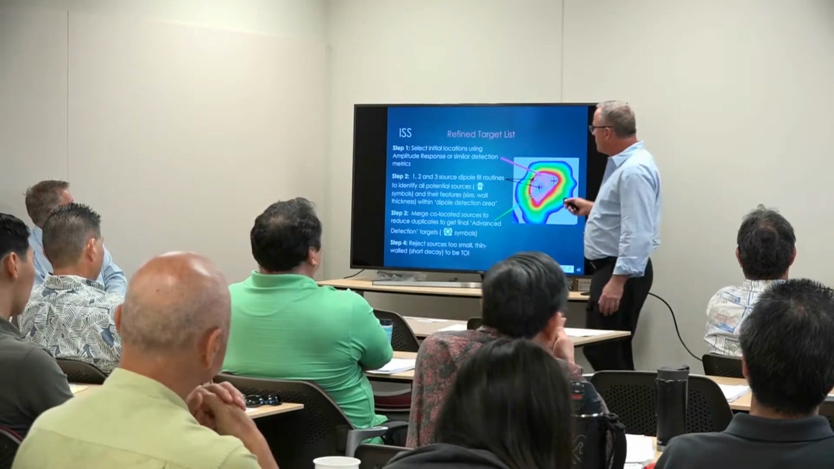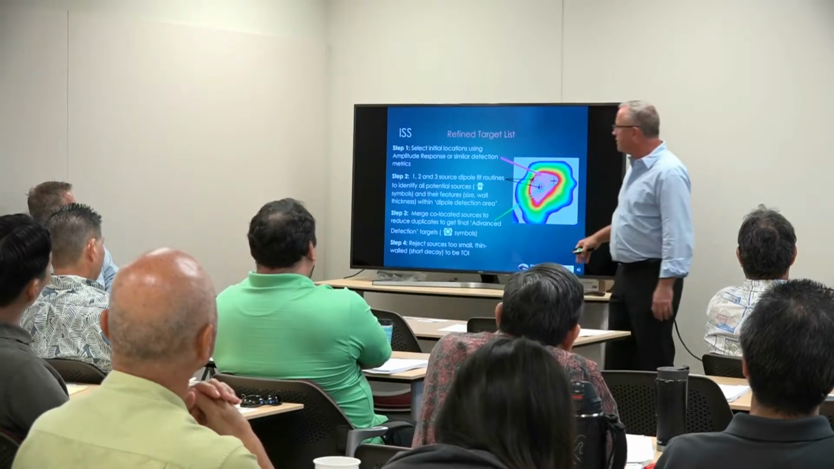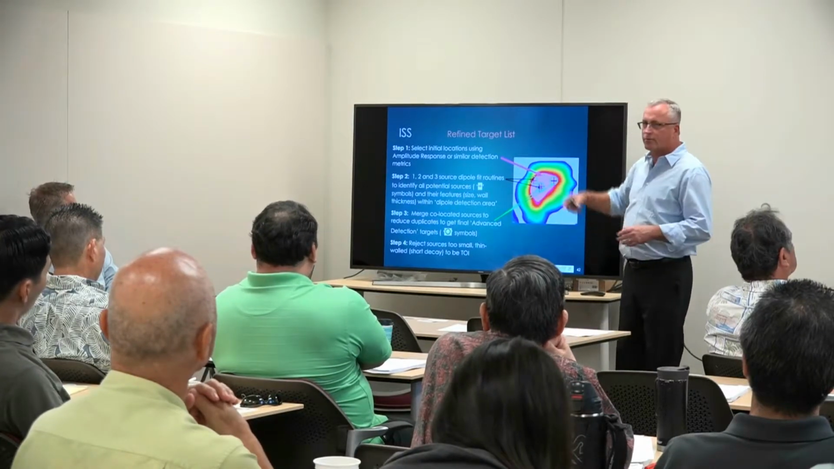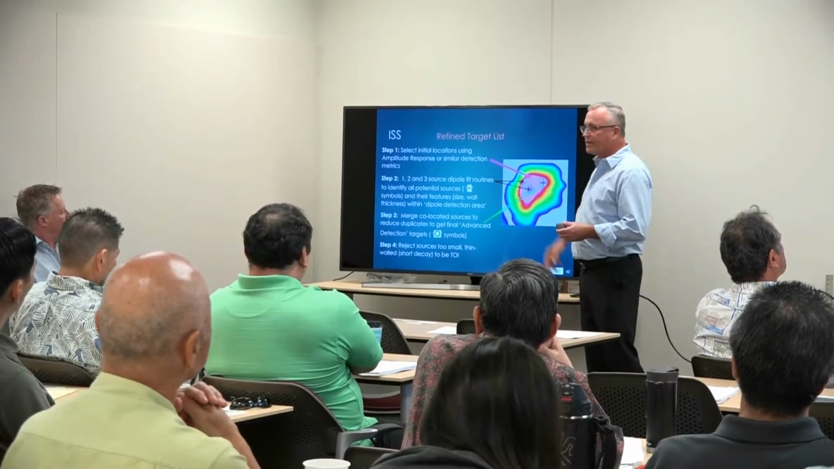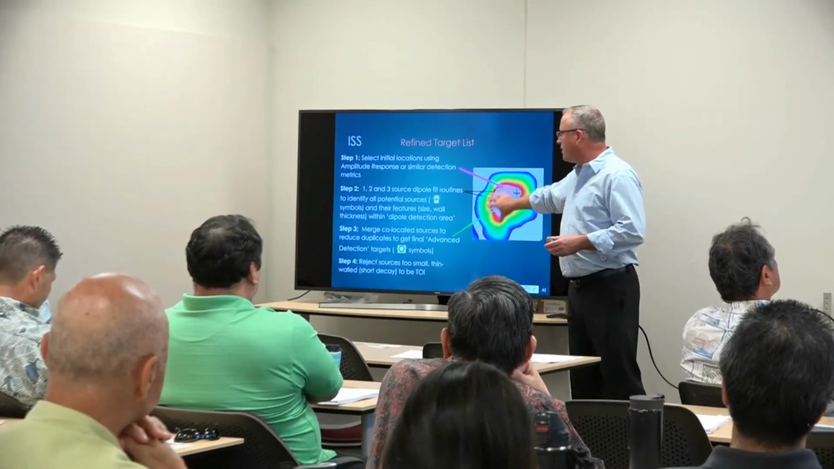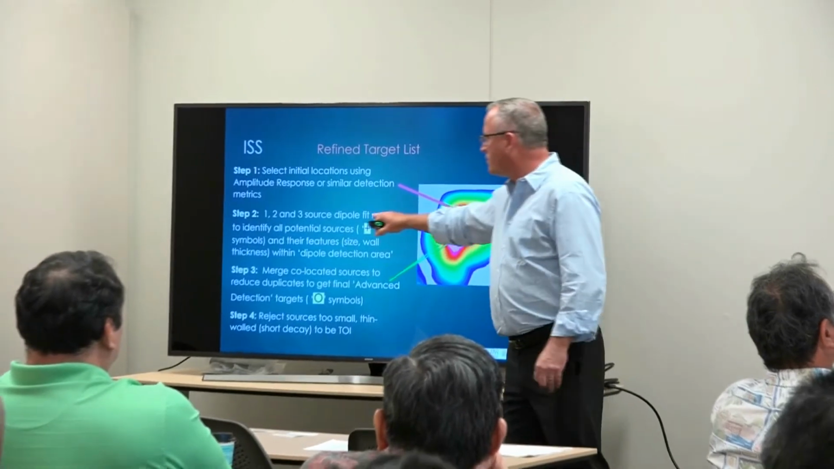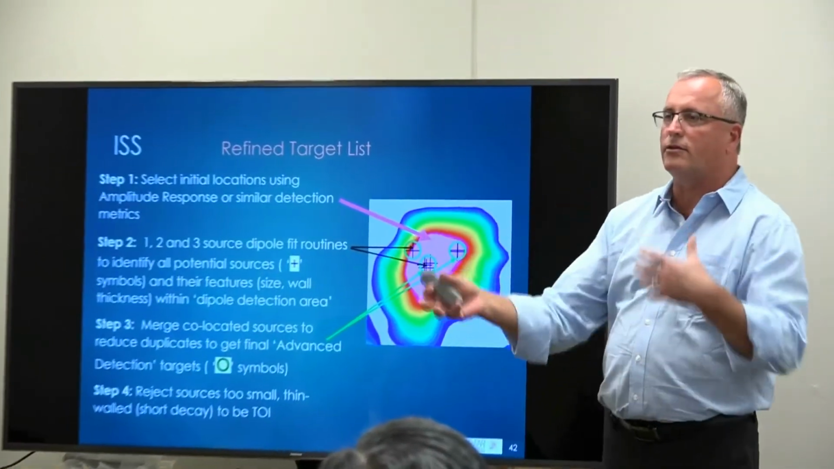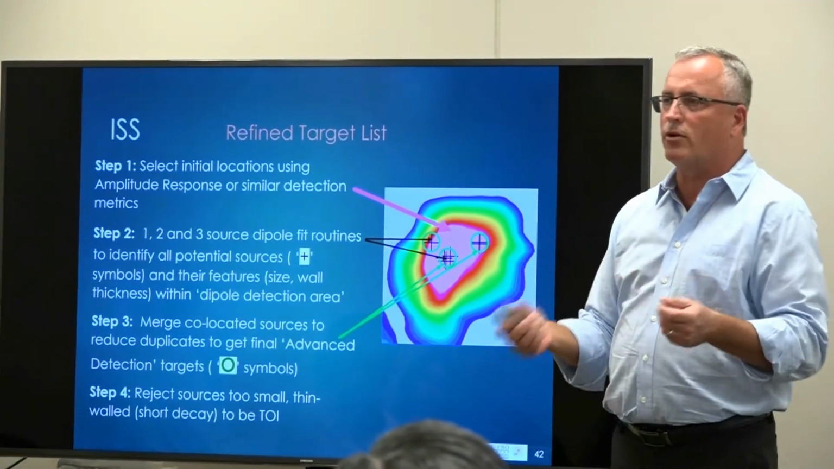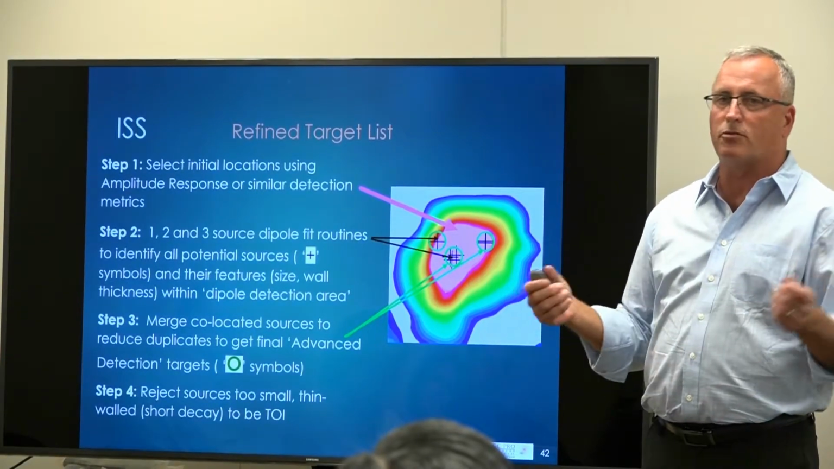I don't know if we have to go through the details of this too much, but basically the way it works is we go through a first step where you do amplitude response detection, and you get these bumps that we saw. And then it goes and inverts the data, using a number of different inversion routines to try and find information about the sources.